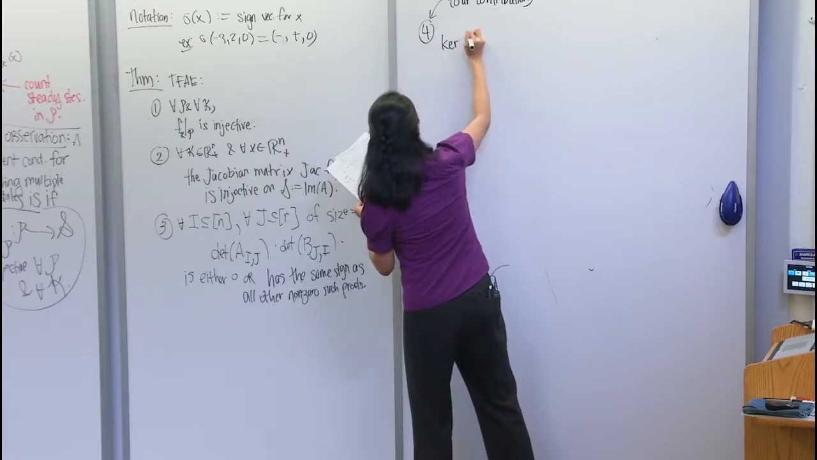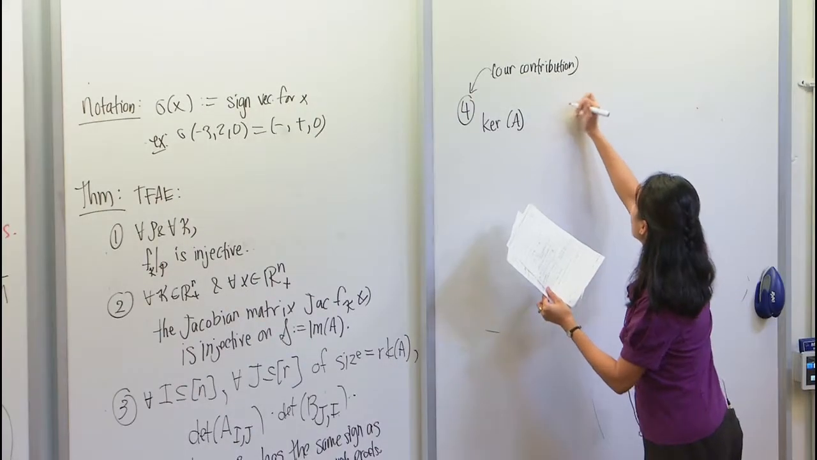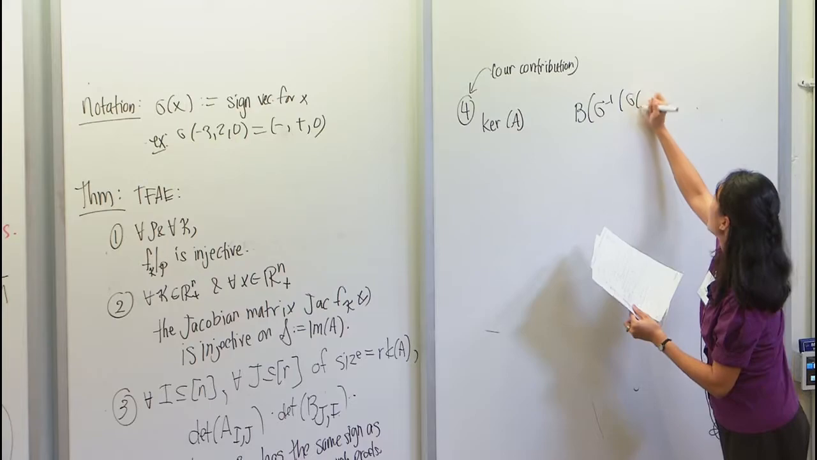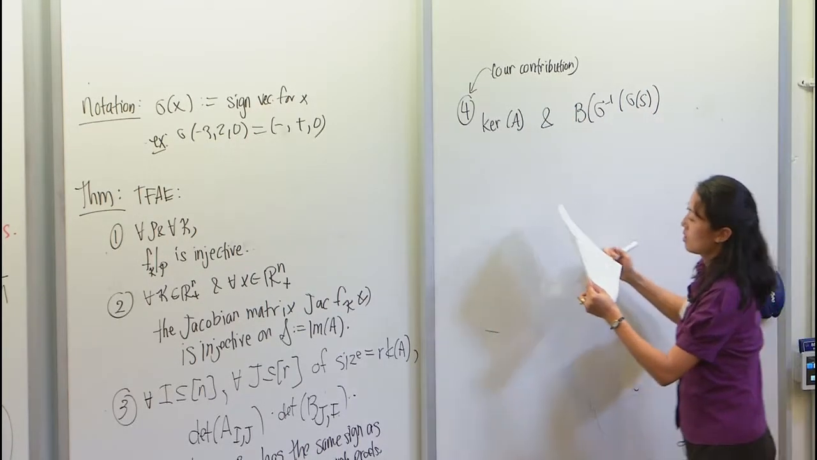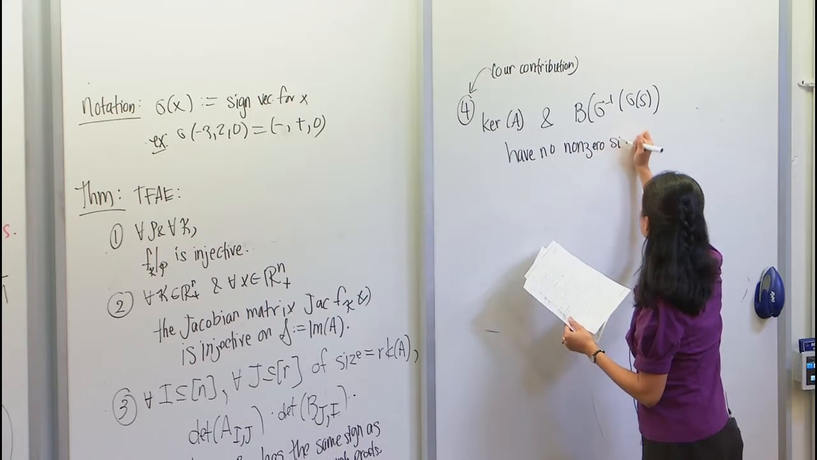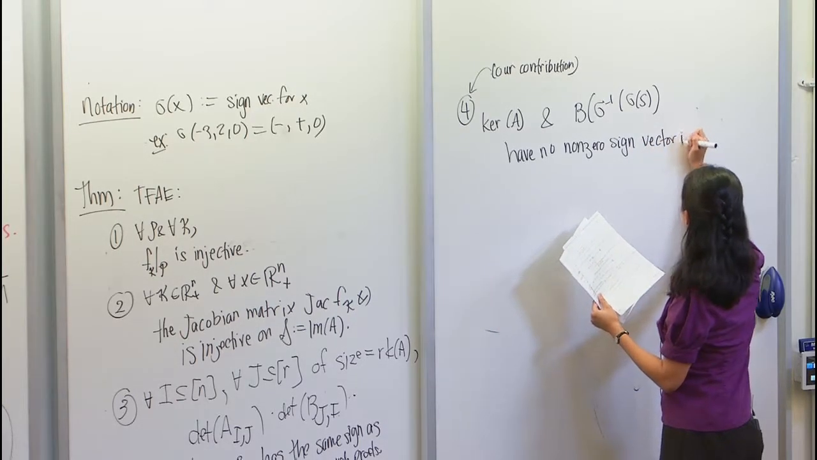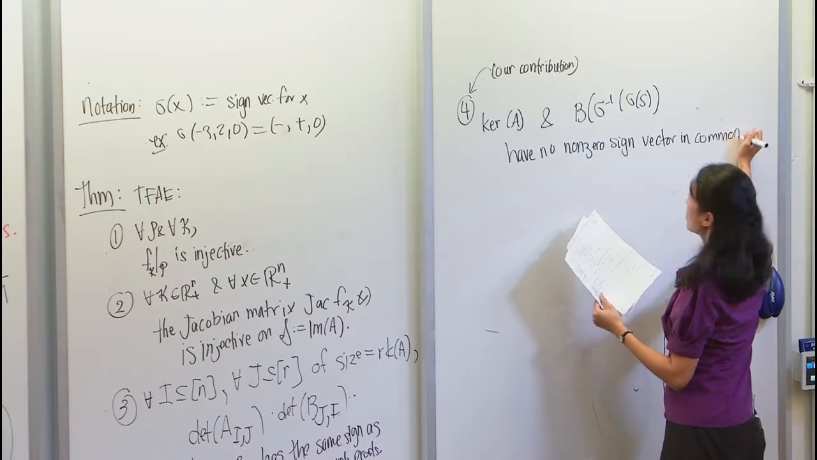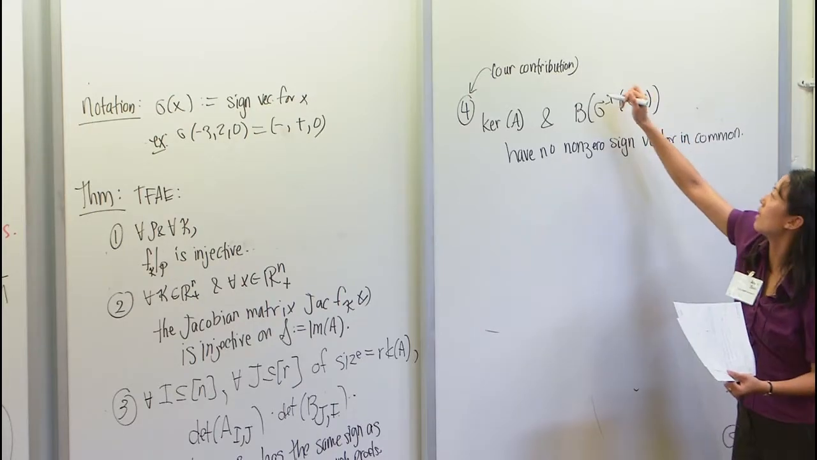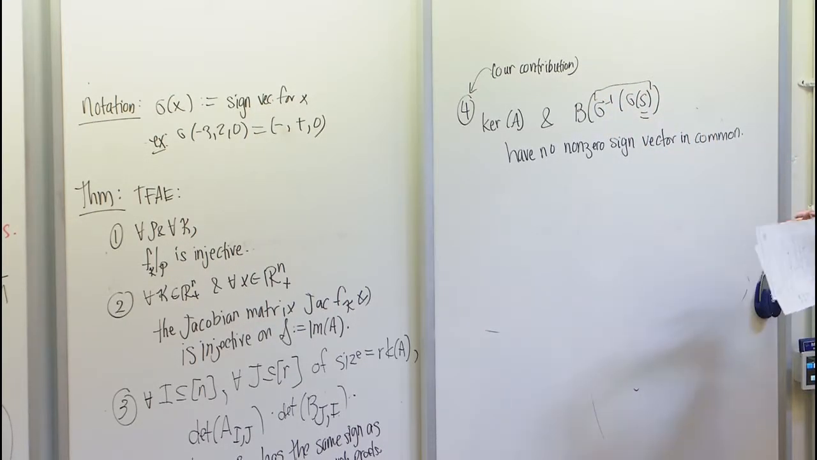Is that the kernel of the matrix A? Okay, and another space, the image of B under a certain set. Okay, have no non-zero sign vector in common. Okay, so the kernel of A is fine. This is a subspace. Here I'm saying I take my subspace S and I take all of the sign vectors and then I look at the largest corresponding subset of Rn that shares sign vectors with S. Okay.